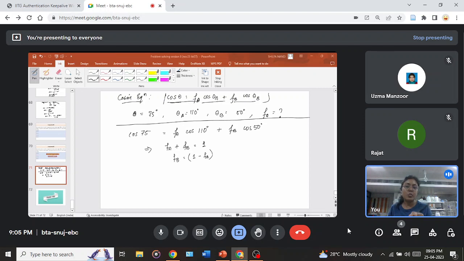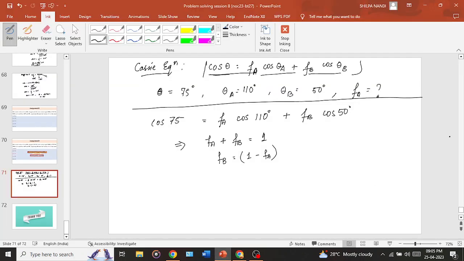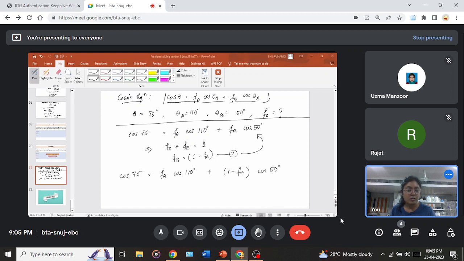Now if we substitute Fb with 1 minus Fa, we have to substitute this in this equation. cos 75 is equal to Fa cos 110 plus Fb, which would be 1 minus Fa, cos 50. Is it clear?